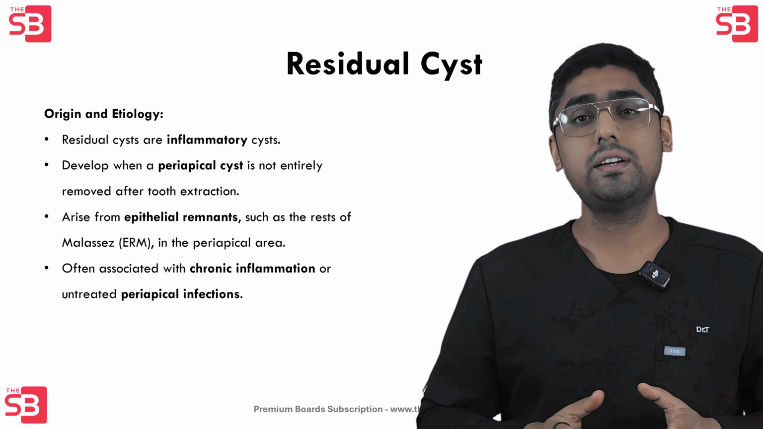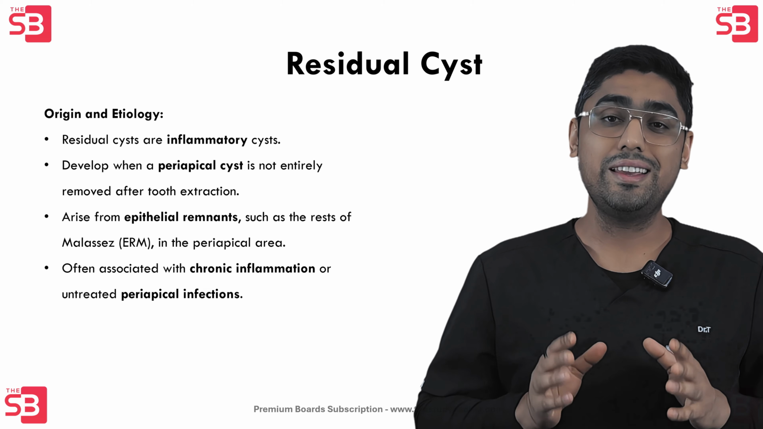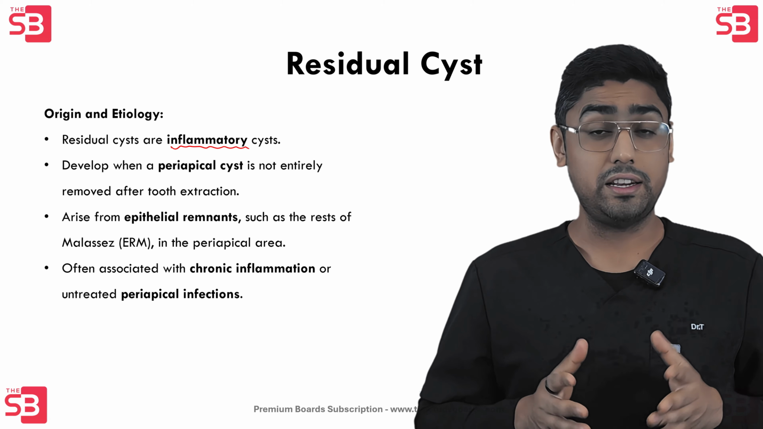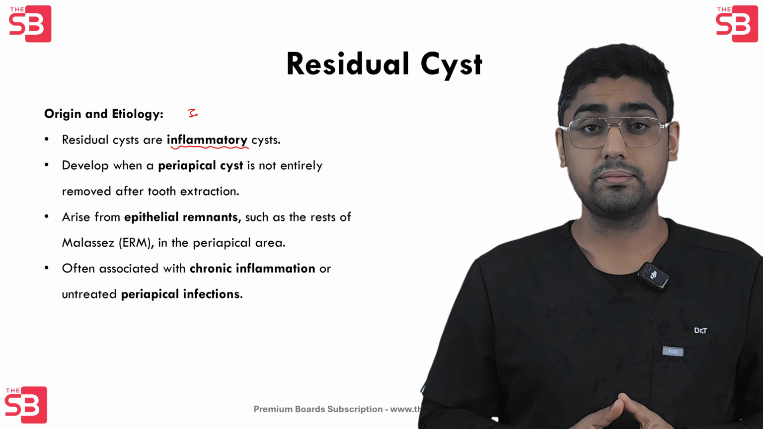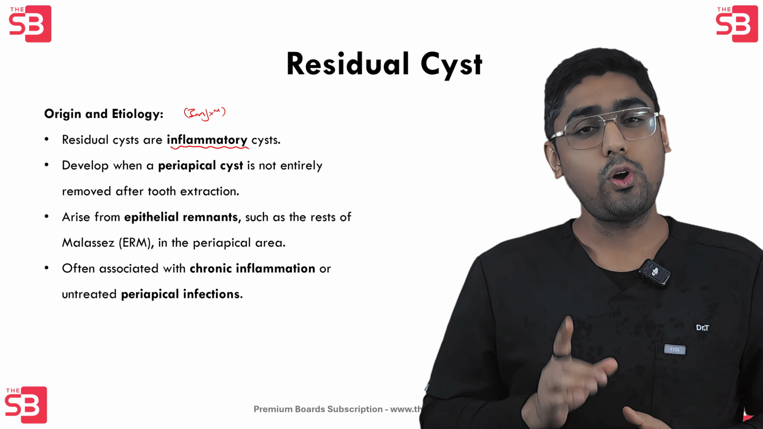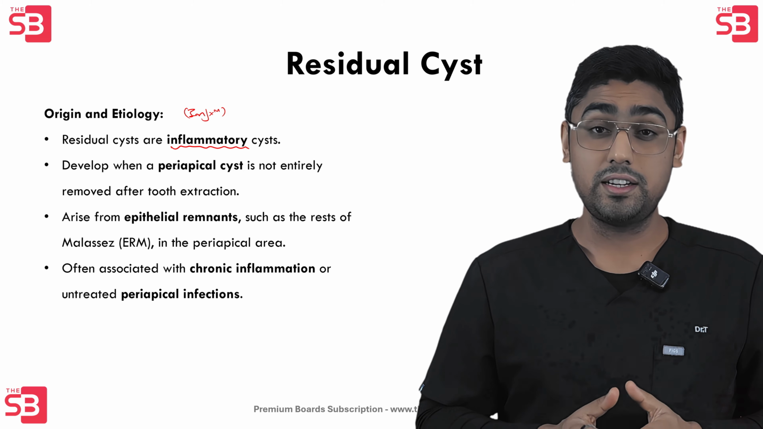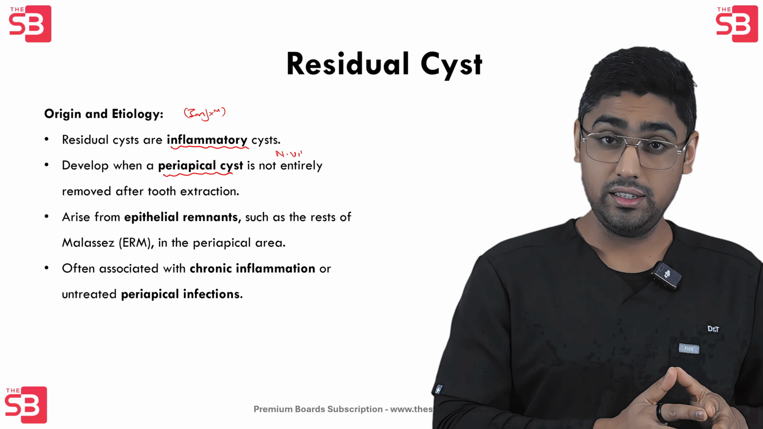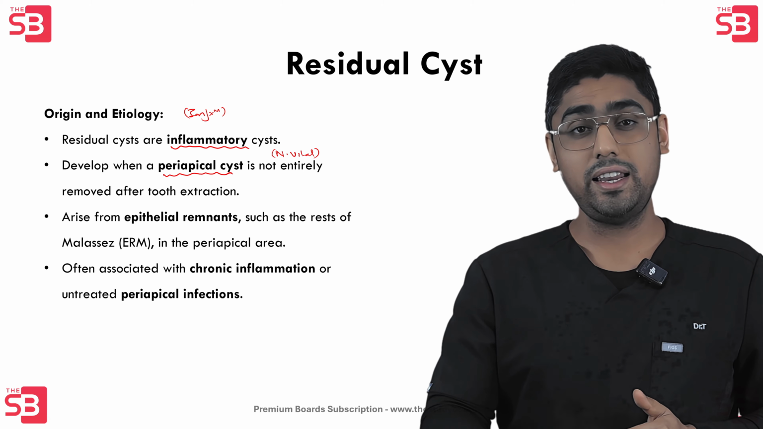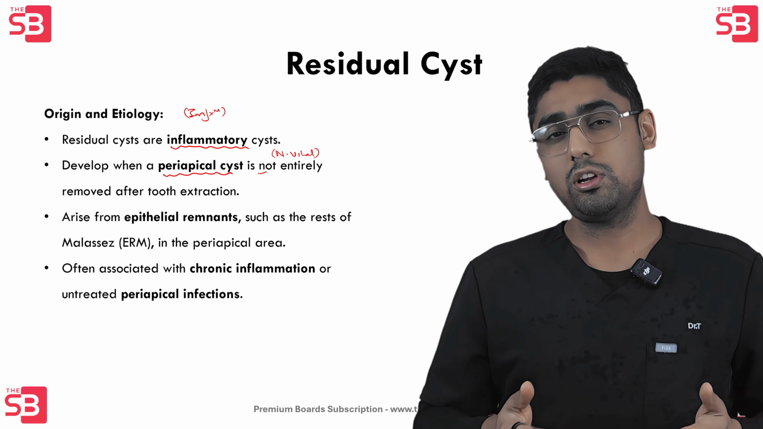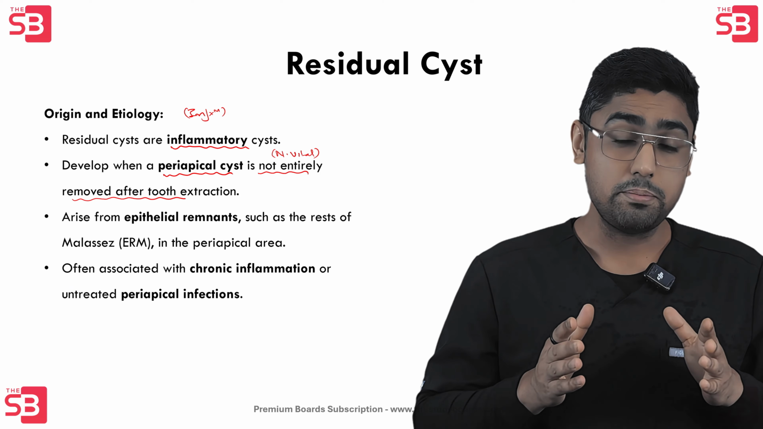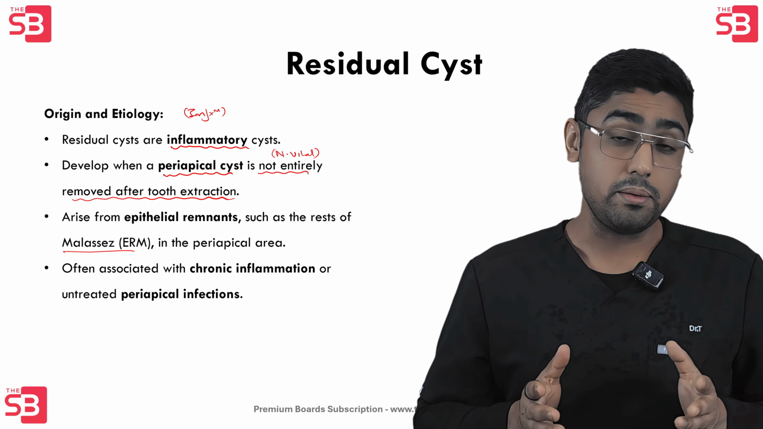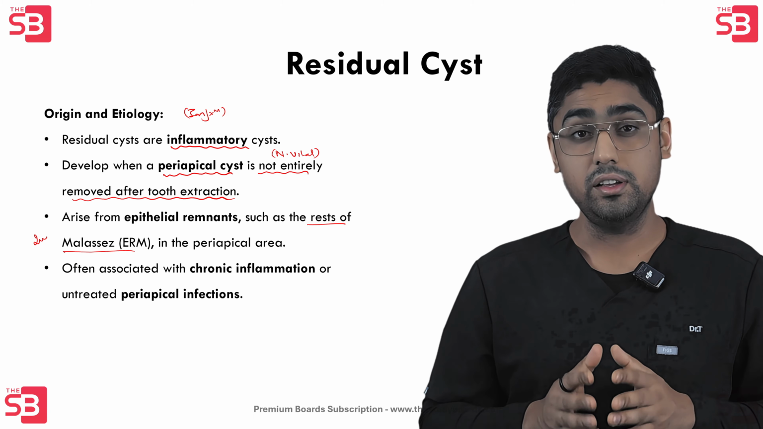Now first of all, remember that residual cysts belong to an inflammatory group of odontogenic cysts. So they develop in response to an infection or chronic irritation. Now how exactly do they form? It all begins with a periapical cyst that developed around a non-vital tooth, and when that tooth is extracted, if the entire cystic lining is not removed, a small portion of it can actually stay behind. These remaining cells are epithelial rests of Malassez, or ERM, which are the remnants of Hertwig's epithelial root sheath.